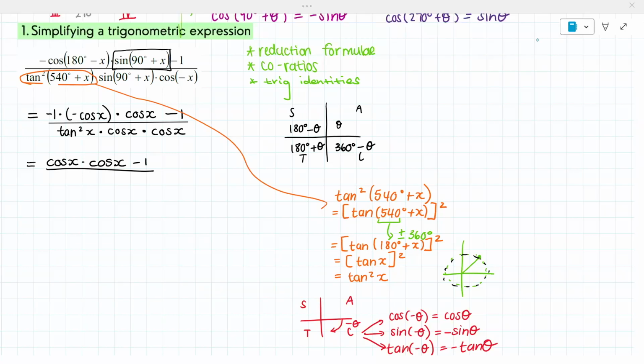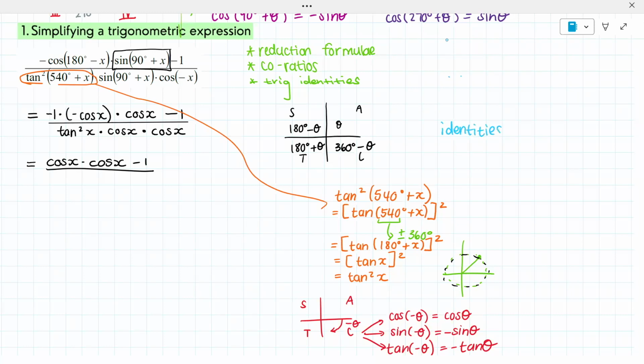They've got the co-ratio relationship. There's that relationship. And so what we need to think about are our trig identities. So let's go here.